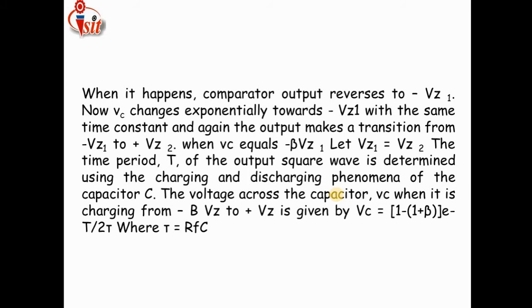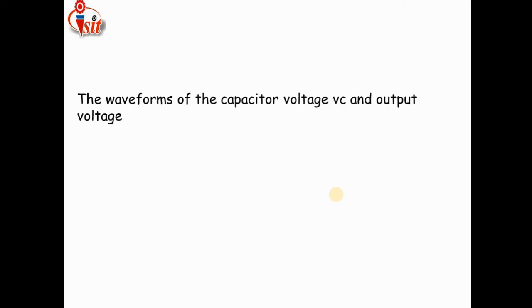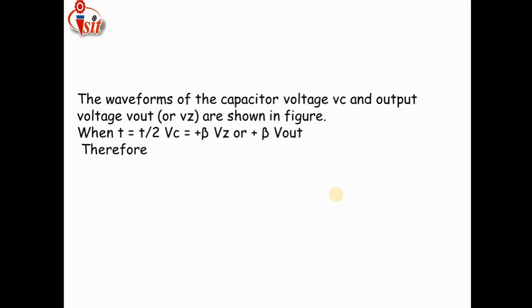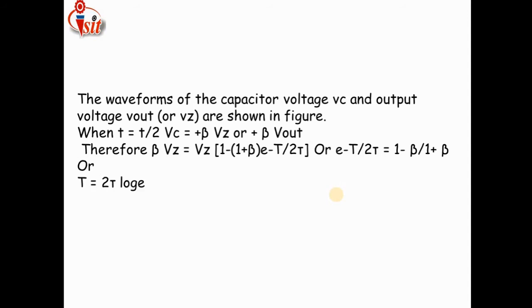The voltage across the capacitor Vc when it is charging from minus beta Vz to plus Vz is given by Vc equals Vz times (1 minus (1 plus beta) e^(minus t/T)), where T equals RfC, which is a time constant parameter. Along with this, the waveforms of the capacitor voltage Vc and the output voltage Vout, or Vz, which has the Zener diodes, are shown in the figure when t equals T by 2 and Vc equals beta Vz, or plus beta Vout.